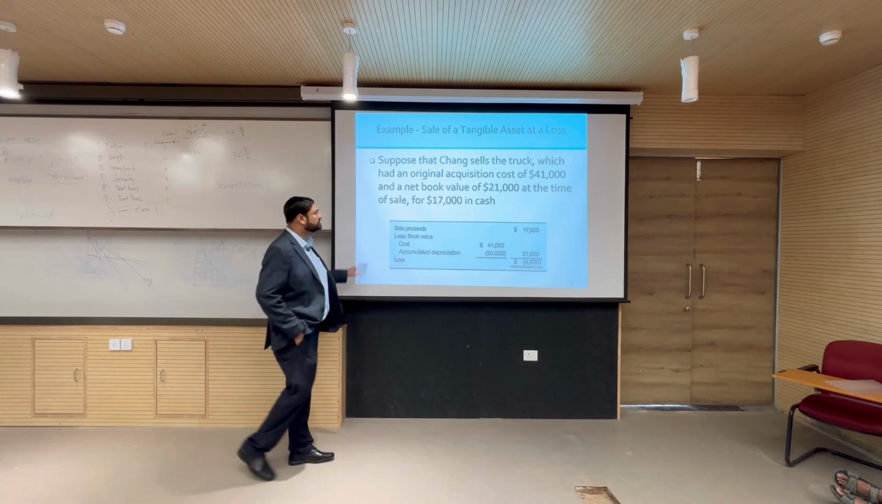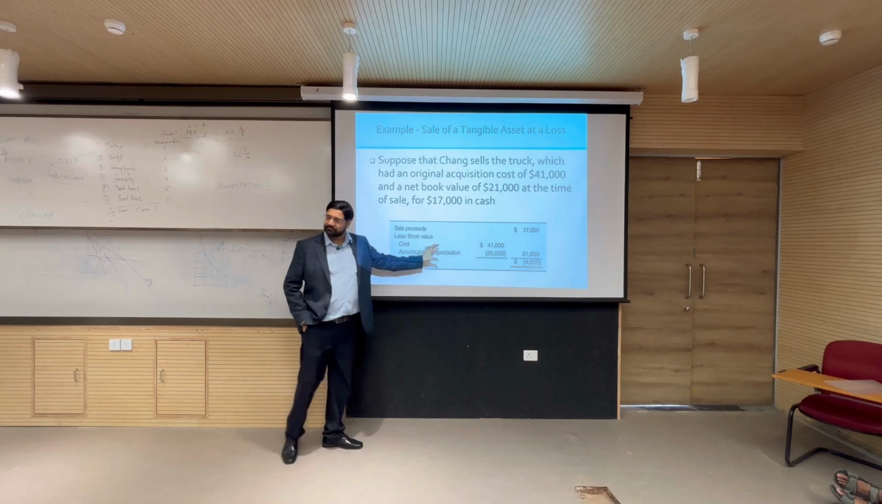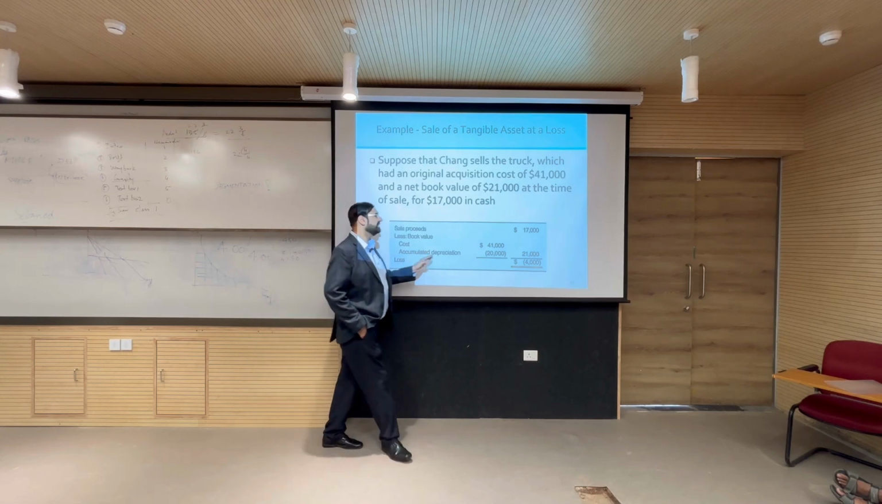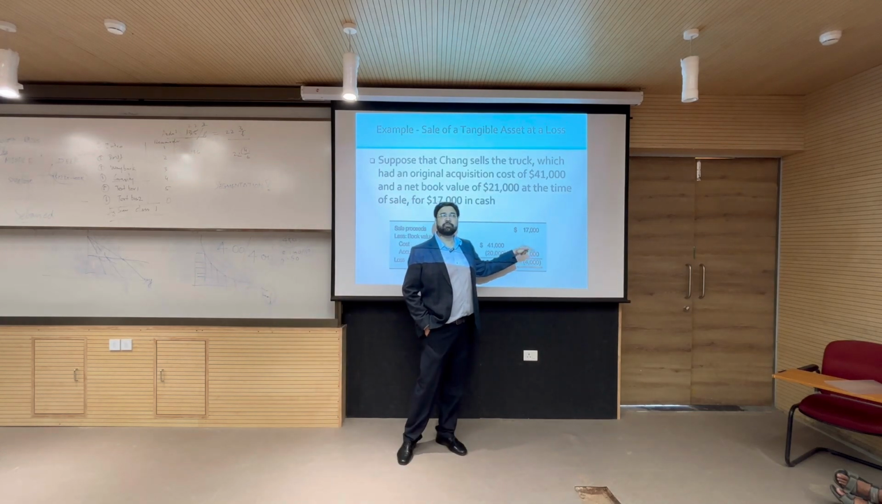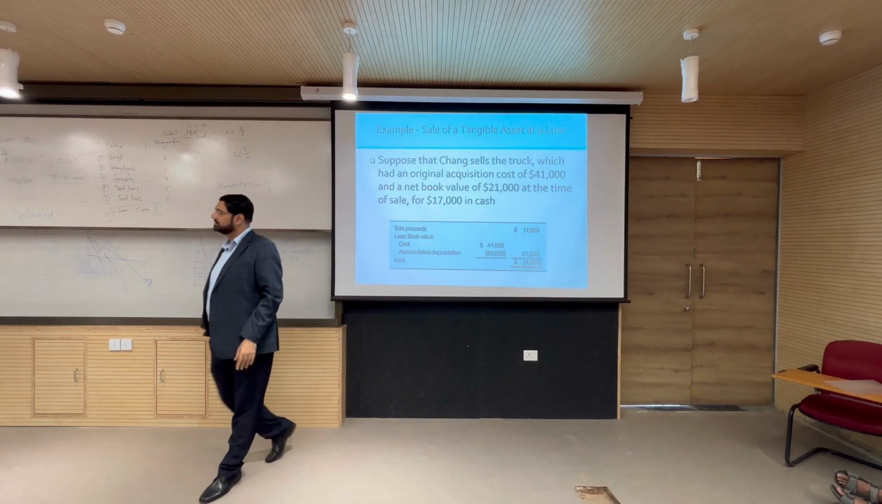Now, there is no difference between the two slides except that cost will remain the same. What if the selling price is not 27 but 17? Then instead of a profit of 6, we have a loss of 4. All clear? Next.